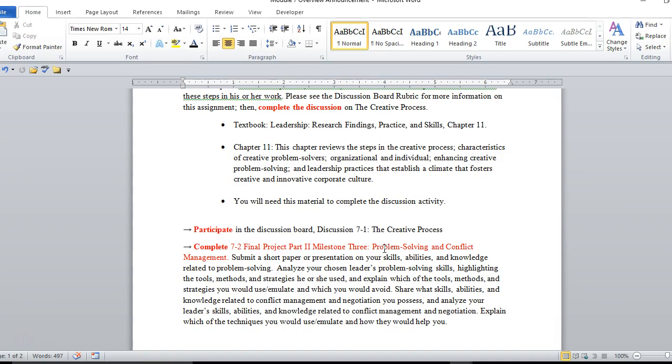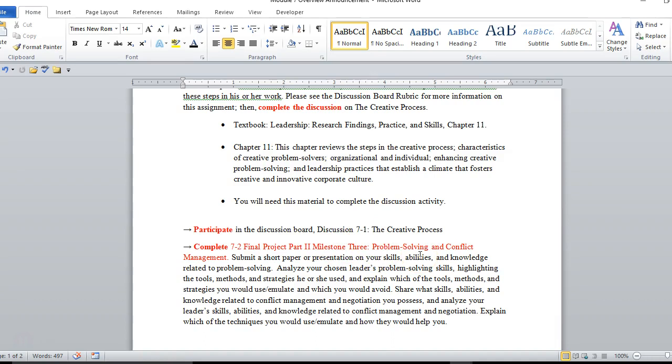we have project part 2, milestone 3, on problem solving and conflict management, in which you're supposed to write a short paper. Again, you're building a large portfolio analysis of your leader, but this paper presents your knowledge, skills, and abilities related to problem solving by analyzing your chosen leader's problem solving skills.